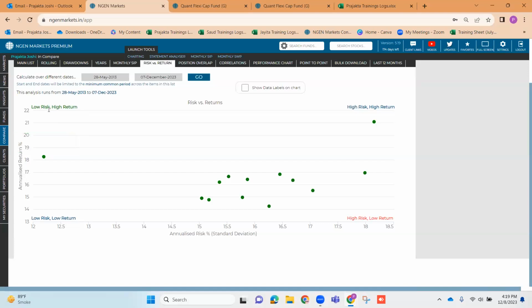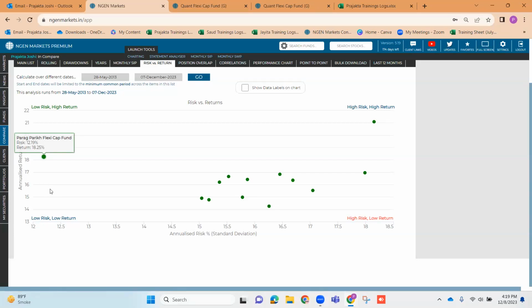The first is low risk, high return. Second is low risk, low return. Third is high risk, low return. And fourth is high risk and high return. Now, typically, if a fund gets plotted on the left-hand side of this x-axis, it typically has lesser risk.